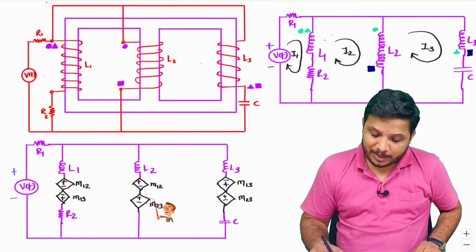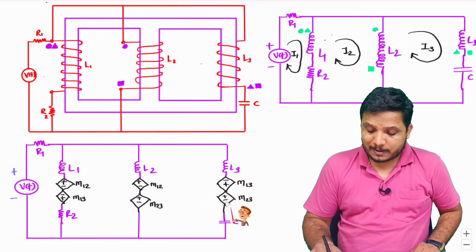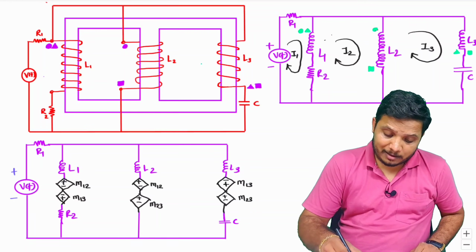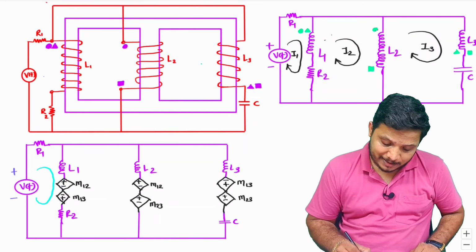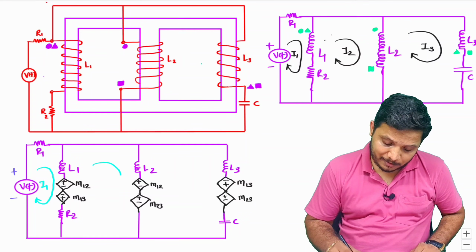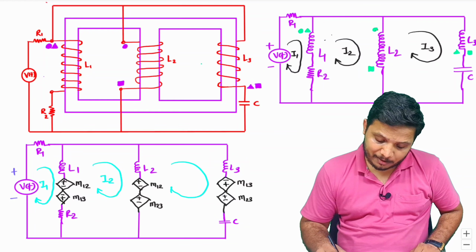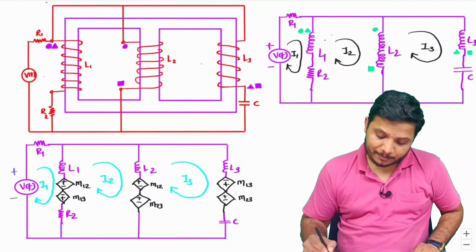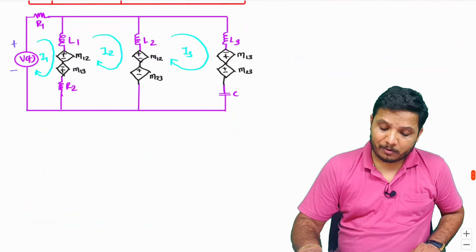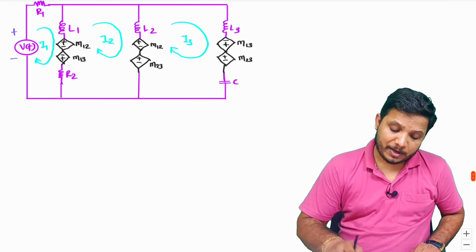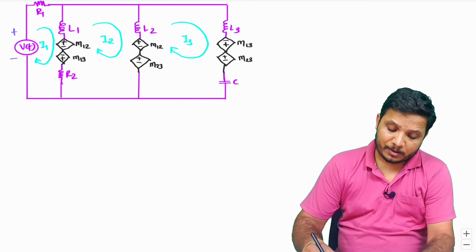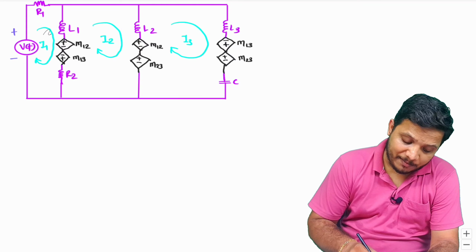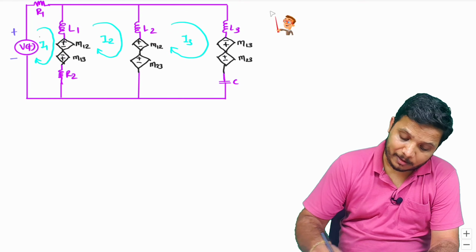So that is how we have the sources, right? And here we have the direction of current like this. Here I1, here we have I2, and here we have I3. So now by using this we can form KVL equations, right? Now let us have the KVL equation for loop 1.